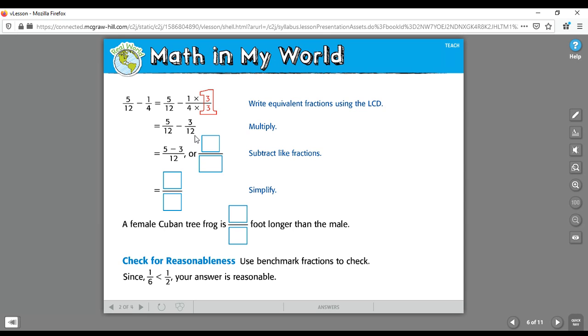Now it's going to be subtracting like fractions because the denominators are the same. 5 minus 3 is 2, and the 12 stays the same. So we get 2/12. But you have to remember that you have to simplify. 2 goes into the numbers 2 and 12, so if you divide the top and bottom by 2, you're going to get 1/6. So a female Cuban tree frog is 1/6 of a foot longer than the male. Okay, and then there's a check for reasonableness down here as well.